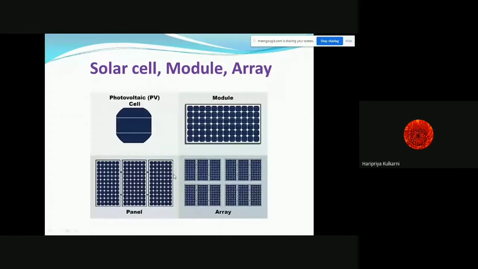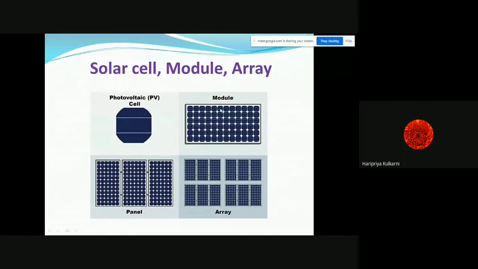Now we'll discuss the concept of solar cell, solar module, solar panel and solar array. As the hierarchy is shown here, it works in a similar way. Initially we have a PV cell which is small in size, and it has predefined current and voltage values. Depending upon the power requirement, we can have a module wherein we are using n number of series cells and combination in parallel.